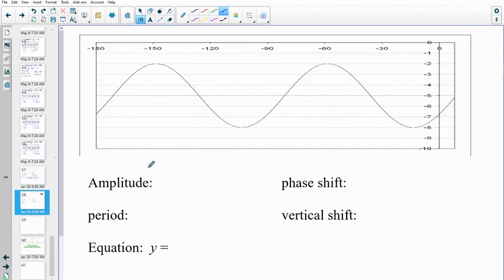We'll just do one more of these and then I'll be done for today. For this one, I'm looking at my amplitude. The amplitude is going, let's see, from -8 up to +2. That's a difference of 6. So I've got an amplitude of 3.